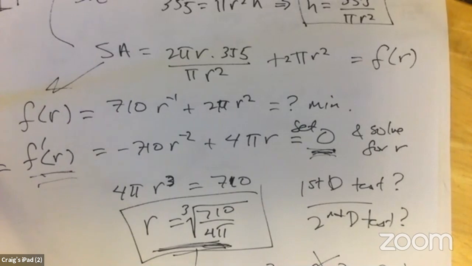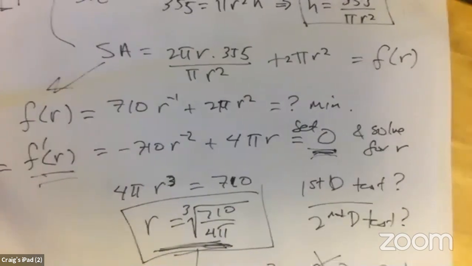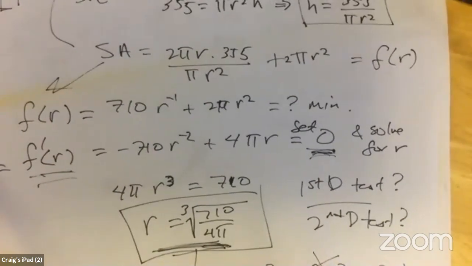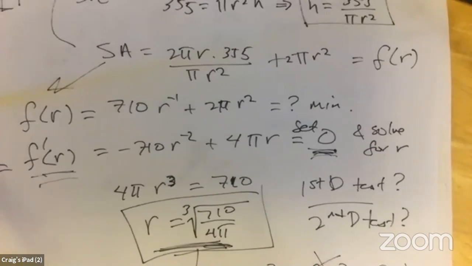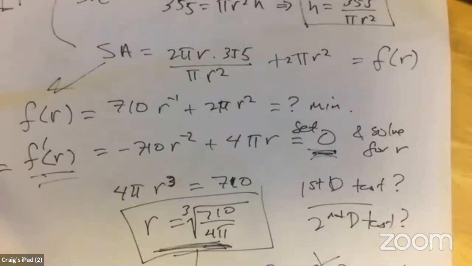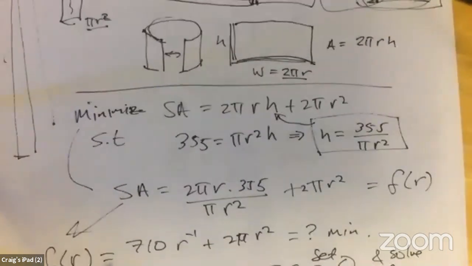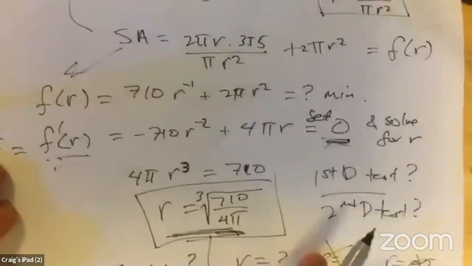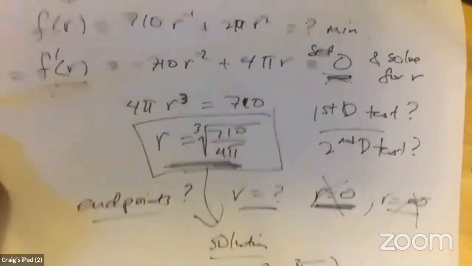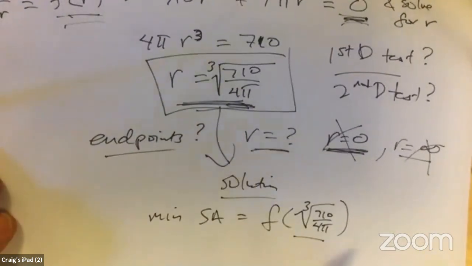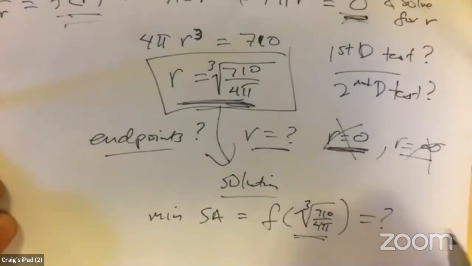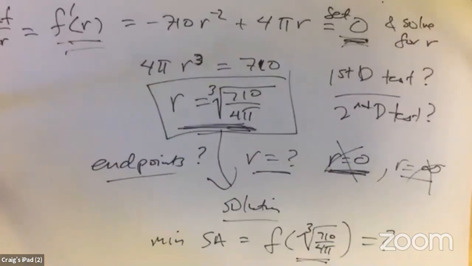And so what is the solution? The surface area that's minimum is f of that particular R. So plug that particular R back into our equation for surface area, and then we're done. Any questions about that? We plug that all back in and we're good to go. I'm not doing the calculation here.